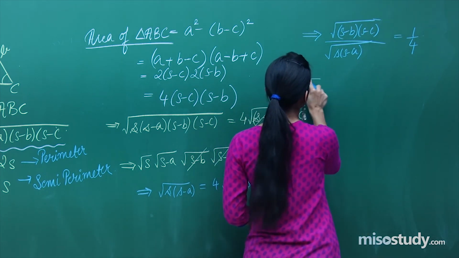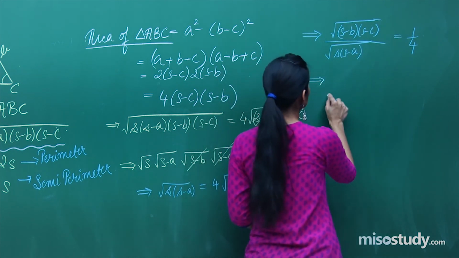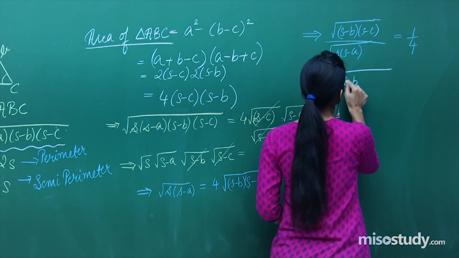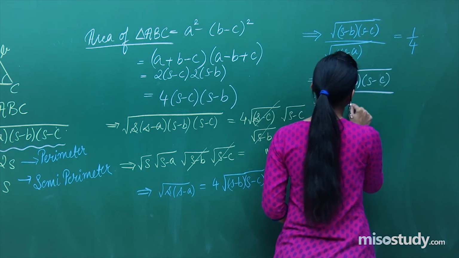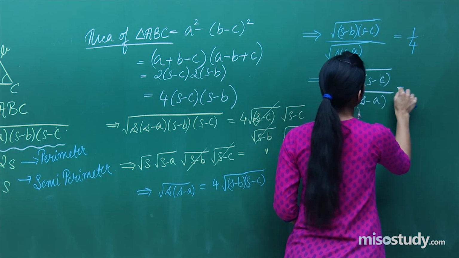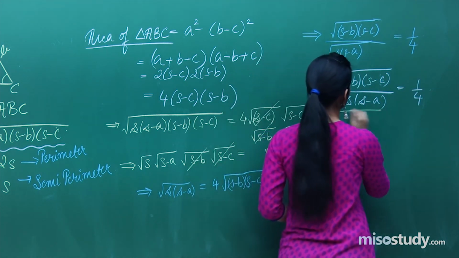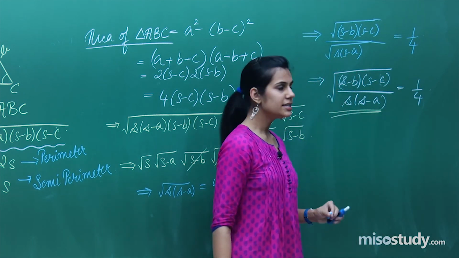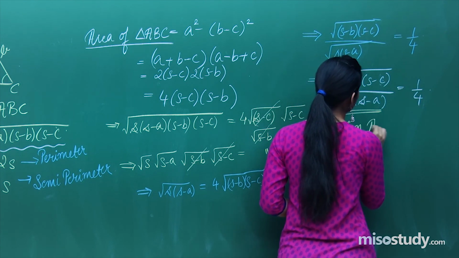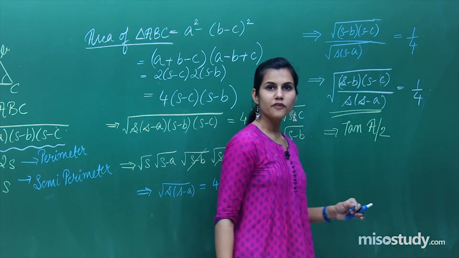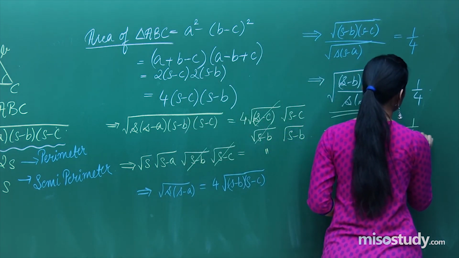Now what is this? (s minus b)(s minus c) upon s into (s minus a) equals 1 by 4. What is this? This is nothing but tan of A by 2. Remember the half angle formulas in terms of sides? We have done that. This is equal to 1 by 4.